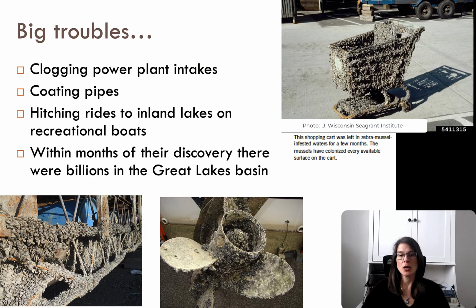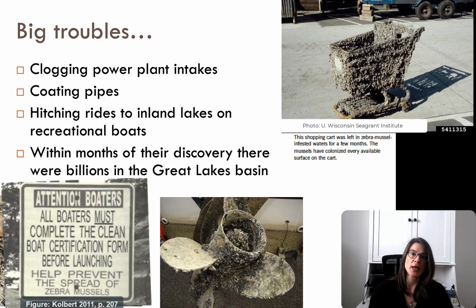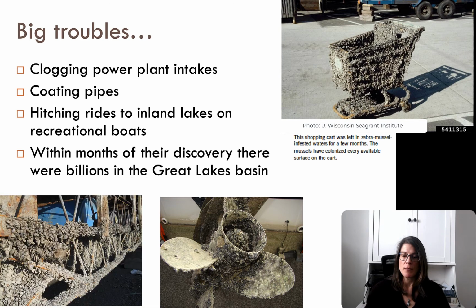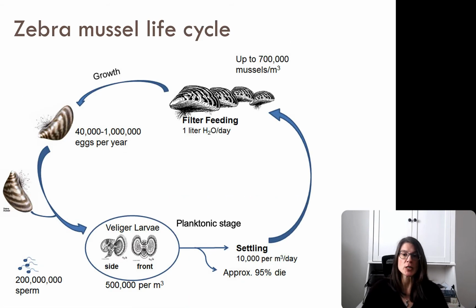Zebra mussel cause big troubles. It clogs power plant intakes, coats pipes. It hitches rides to inland lakes on recreational boats and spreads like wildfire. In fact, within months of discovery, there were billions in the Great Lakes Basin. In short, it attaches to pretty much everything, including a shopping cart that somebody threw into the lake. Being able to scrape those mussels off the surfaces of pipes is an expensive ordeal.